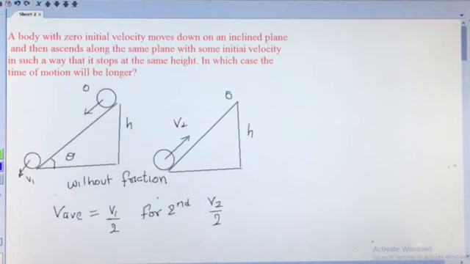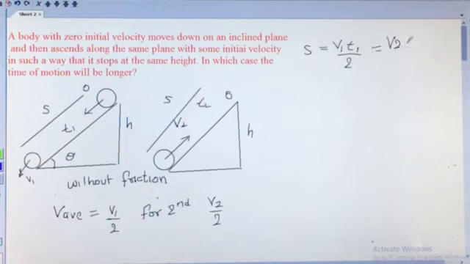Now, suppose this distance is s, distance from this point to this point during both motion is taken as s. So, s is always equals to v1 into time of descent motion, v1 into t1 by 2, let time t1 in this case and t2 in this case. And similarly, body moves through same distance, so this distance will be equals to v2 into t2 by 2.